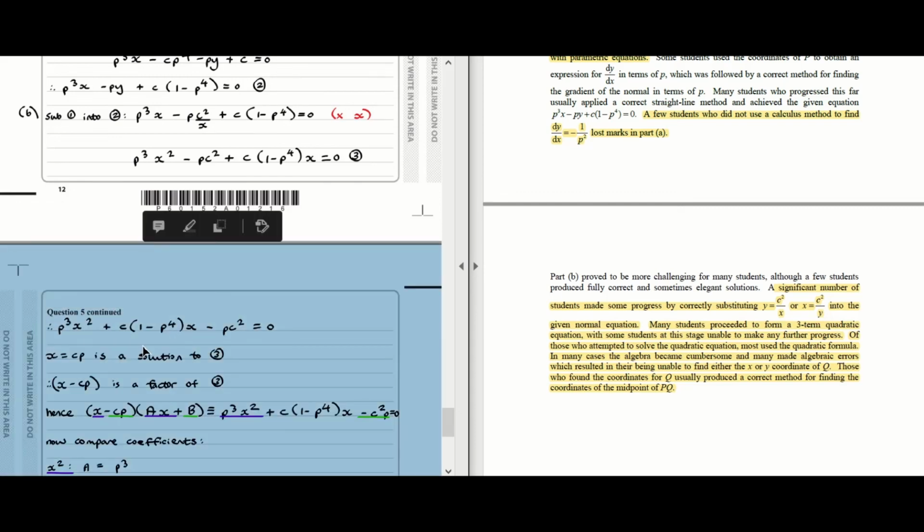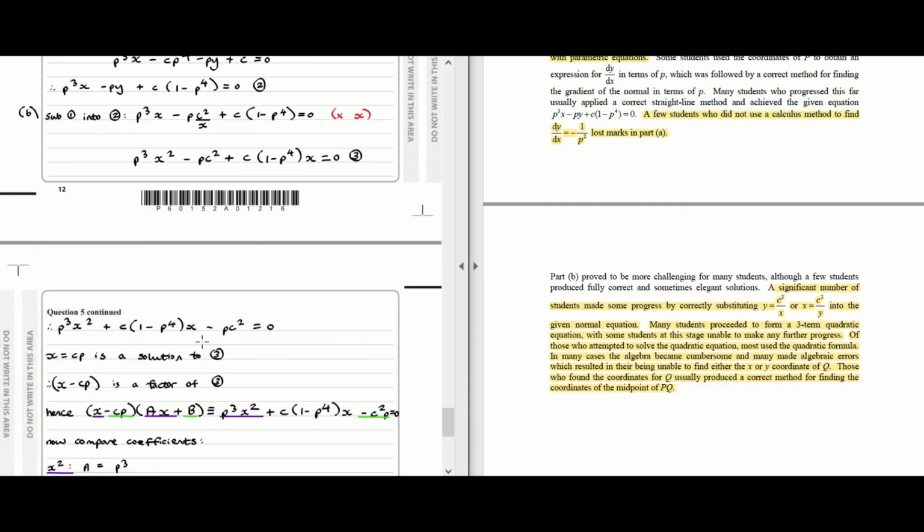But at this point students struggled, and one of the reasons they struggled is because they attempted to solve this using the quadratic formula. I attempted that at first, but then I thought it would be too complex to try that. But I think if you notice that x equals cp is a solution, you can see that x minus cp is a factor, and therefore you can compare coefficients to find this other bracket that you needed. So that's what's said over here.